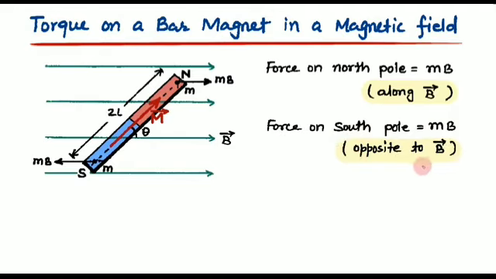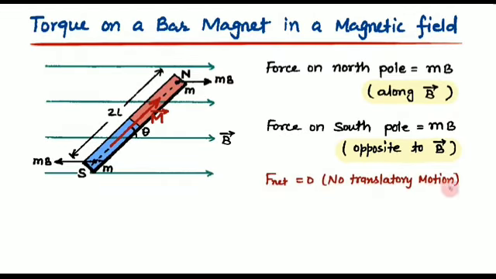B1 plus B2, or north pole force plus south pole force. Next, this implies that the net force acting on the dipole is 0, but it forms a couple which tends to rotate the bar magnet clockwise in order to align it along the B vector.